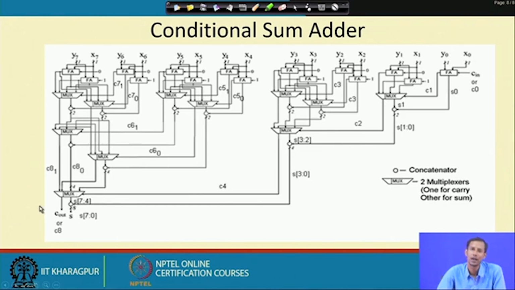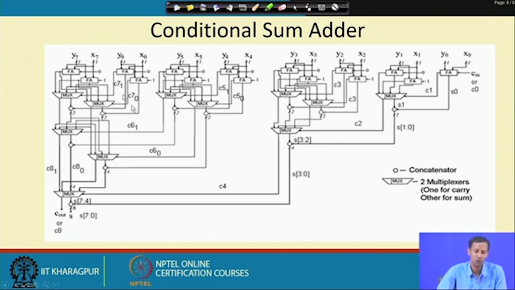That will be log 2 base n. So, if n is 8, that means I require 3 levels of multiplexer. If n equals 16, at that time I require 4 levels of multiplexers. So, at that time what will happen?